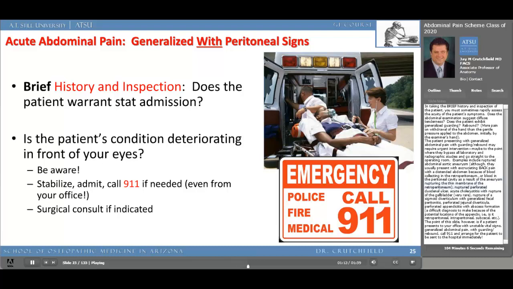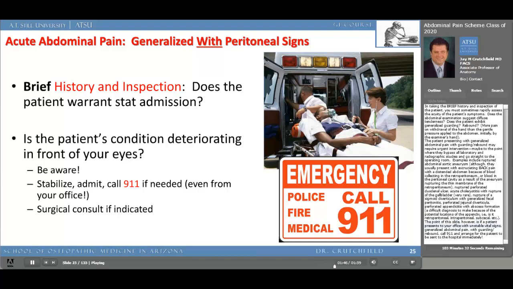For example, is it subcecal? Is it intraperitoneal? Is it retroperitoneal? A retroperitoneal appendicitis will present with back pain more so than abdominal pain. The point of this slide, however, is if a patient presents to your office with unstable vital signs, generalized abdominal pain with guarding or rebound, get them out of your office. Call 911 and arrange for the patient to be seen and sent to the hospital immediately.